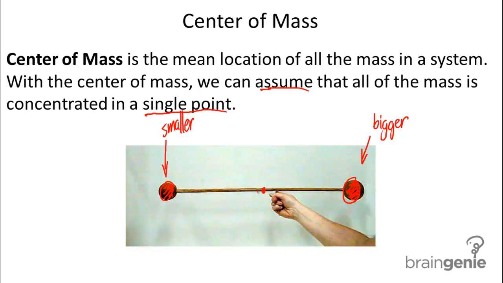This gentleman is balancing this rod on his hand, on his fist. If they were of the same size, we'd think that it would balance right in the center of the rod. However, since one of the wooden balls has a greater mass, the center of mass, this point right here, is actually closer to the wooden ball of greater mass. So we call this point the center of mass. Now, we use center of mass to actually simplify things when we're solving physics problems. It allows us to assume that one point is where all the mass is concentrated.